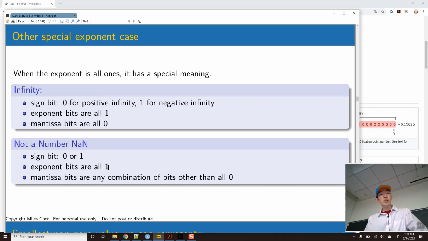Okay, exponent bits are all 1, and you have anything other than all 0 in the mantissa. Okay, so there's lots of ways to represent not a number. Any combination of bits not all 0 will be not a number. Okay, and so the other thing is that not a number, NaN, is always a type double, or a type floating point number.